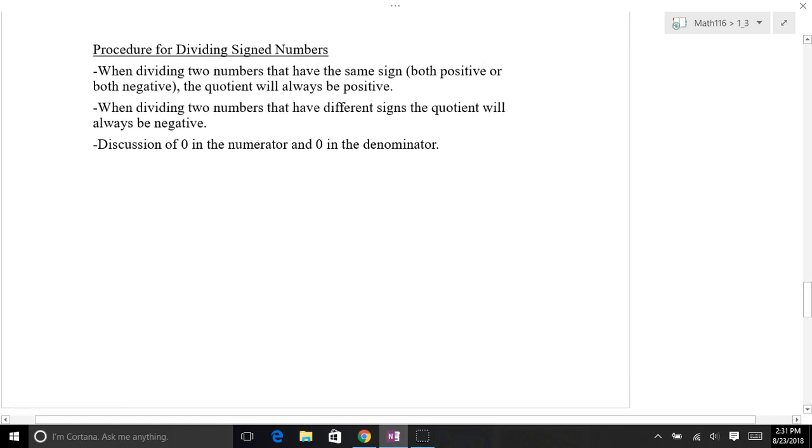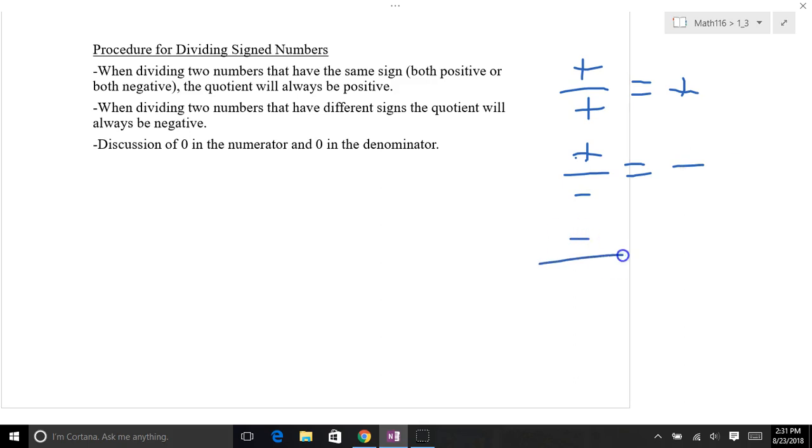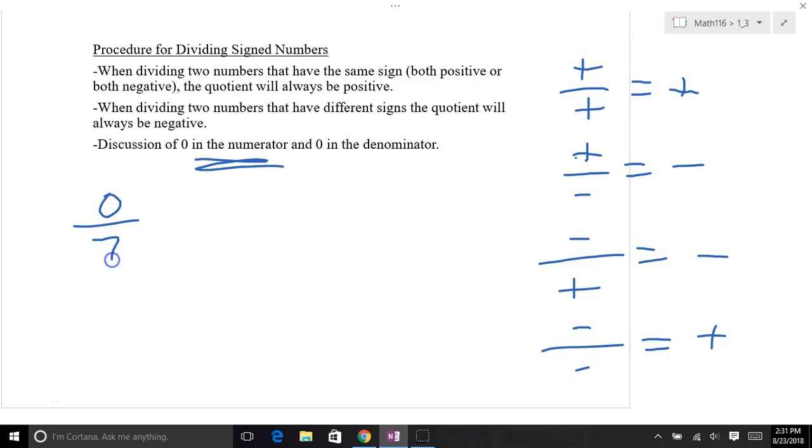Same thing for dividing. Positive over a positive will end up being a positive. A positive number over a negative ends up being a negative. A negative over a positive would be a negative. And a negative over a negative is a positive. And if you have 0 in your numerator, if you're taking 0 divided by 7, that's 0. If you're eating 0 out of 7 slices, you're eating nothing. Whereas if you're taking 7 and you try to divide it into 0 pieces, impossible. This is undefined.